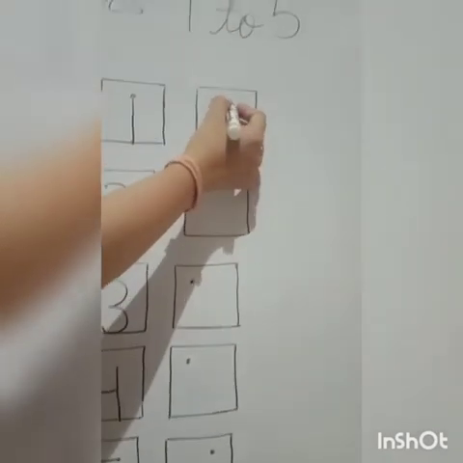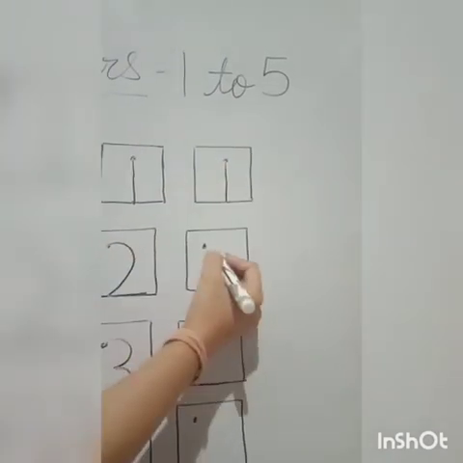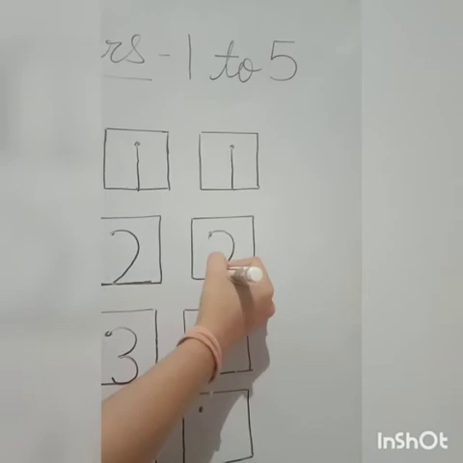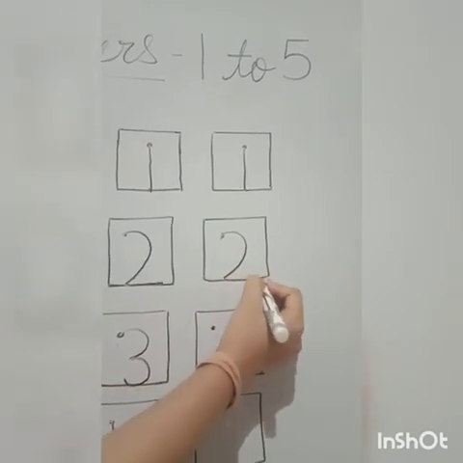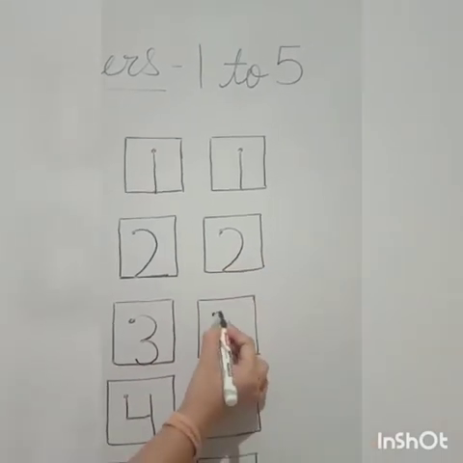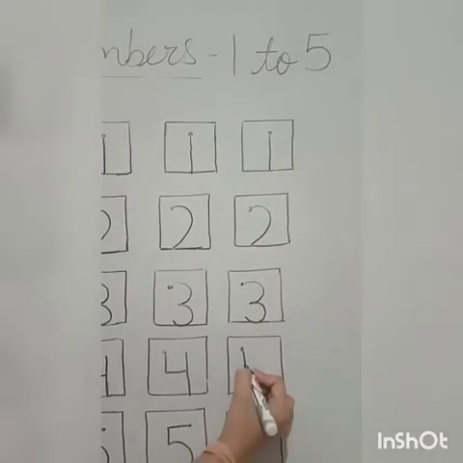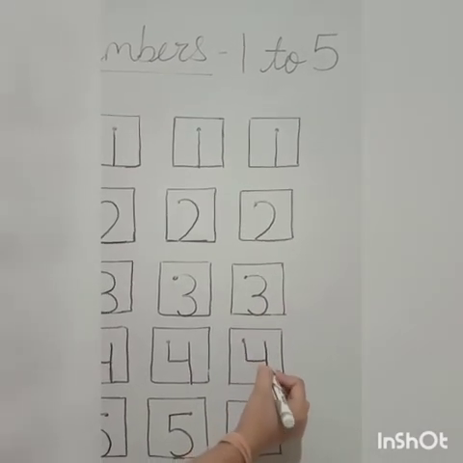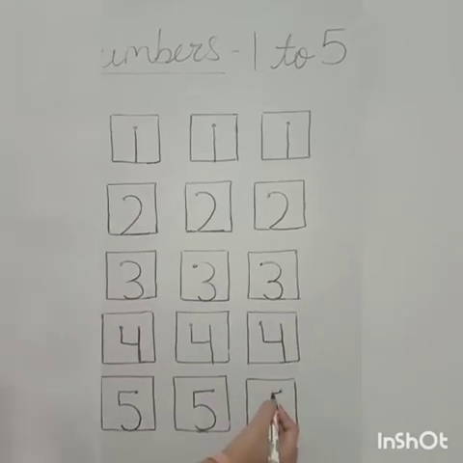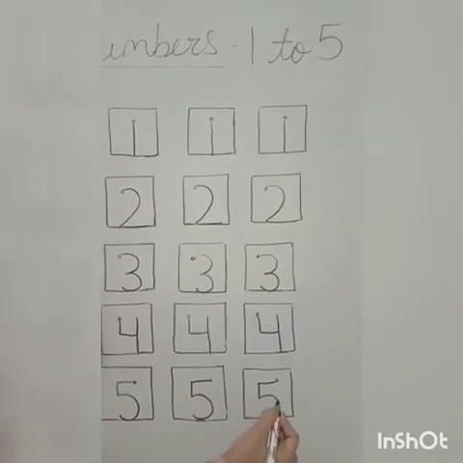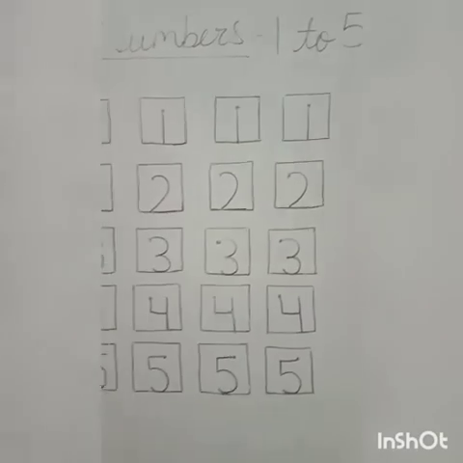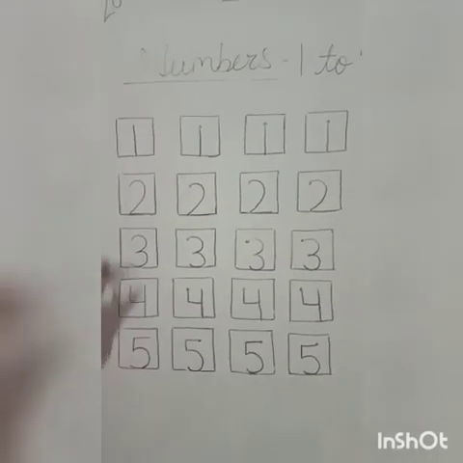Let's do that again. First we will do number 1. Then we will do number 2. Next we will do number 3. Kids, after this we will do number 4. Then we will do number 5. Like this. Kids, now we have done numbers from 1 to 5.